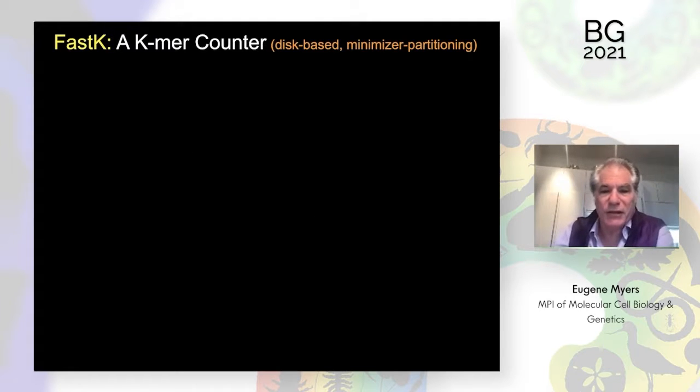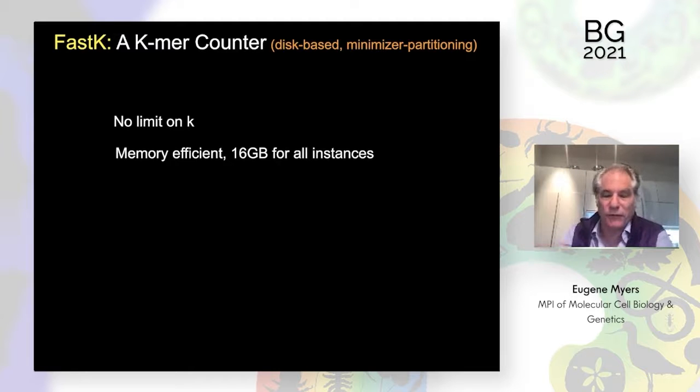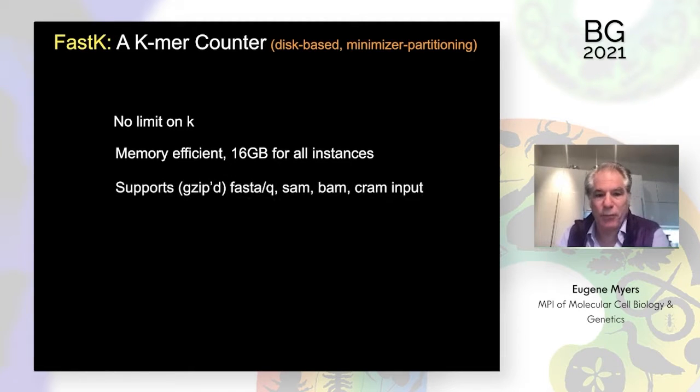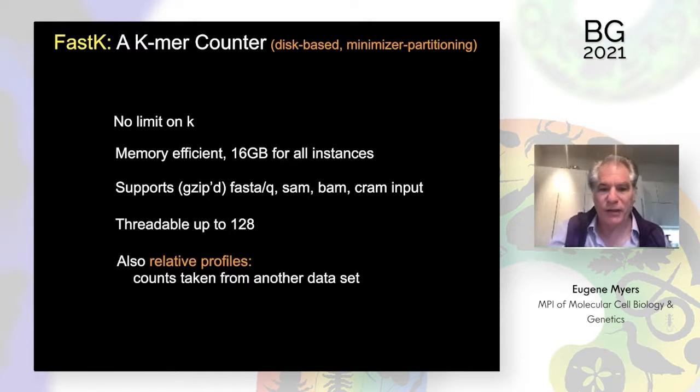Some of the features of FastK are as follows. There is no limit on K, the K-mer size. It uses 16 gigabytes of memory, regardless of the input problem size. It supports all the standard input sequence formats. It is threadable up to 128 threads. And lastly, it can produce something called a relative profile that gives the counts along a read with respect to another data set. And these are particularly useful for applications such as trio binning and polishing.